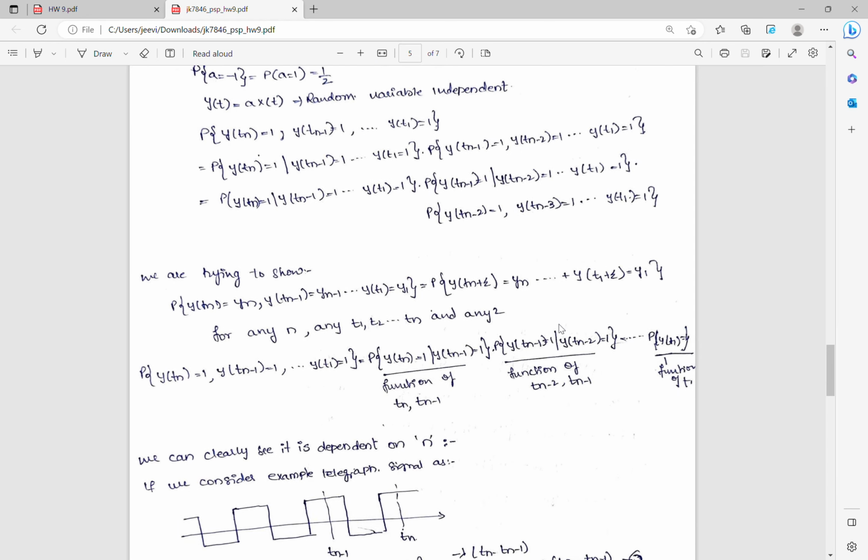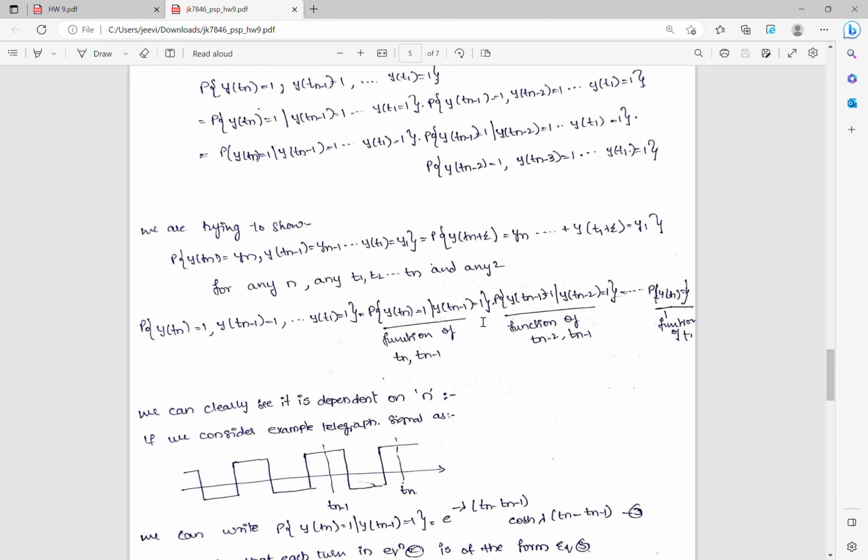Therefore, we are trying to show that the probability of y tn equal to yn, y tn minus 1 equal to yn minus 1, and so on, y t1 equal to y1, will be equal to the probability of y tn plus epsilon equal to yn, and so on, y t1 plus epsilon equal to y1. That is, for any value of n and for any values of t1 to tn.